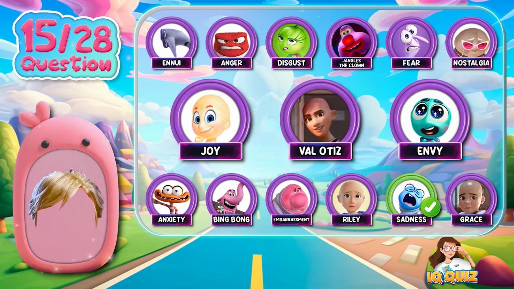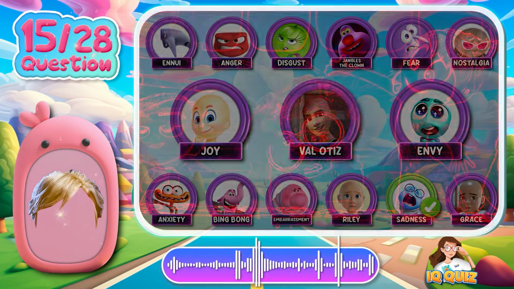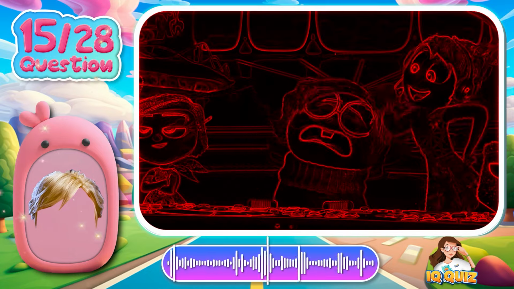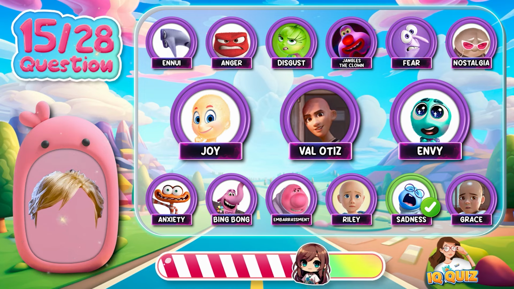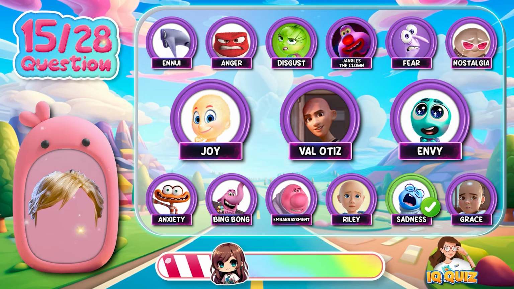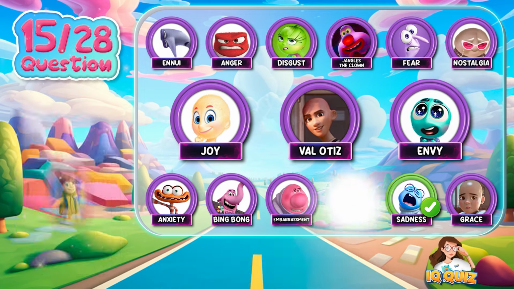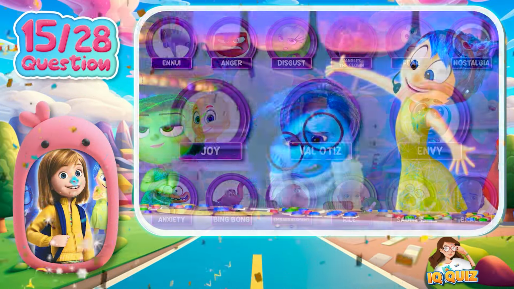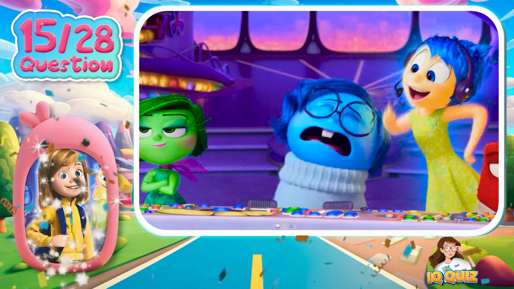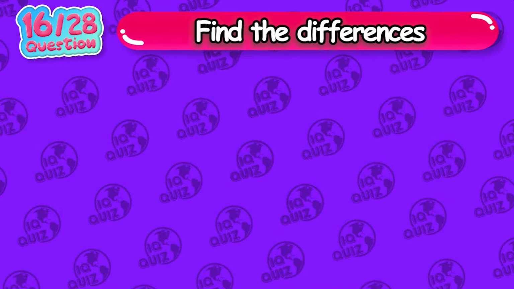Round 15. Do you know this character? It's the main girl of the Inside Out movie, Riley.